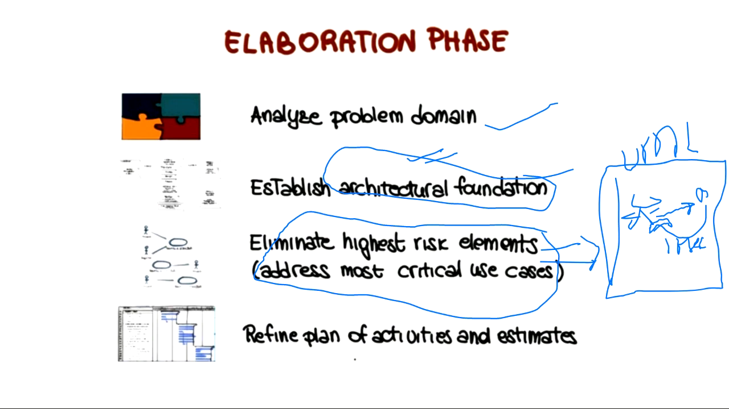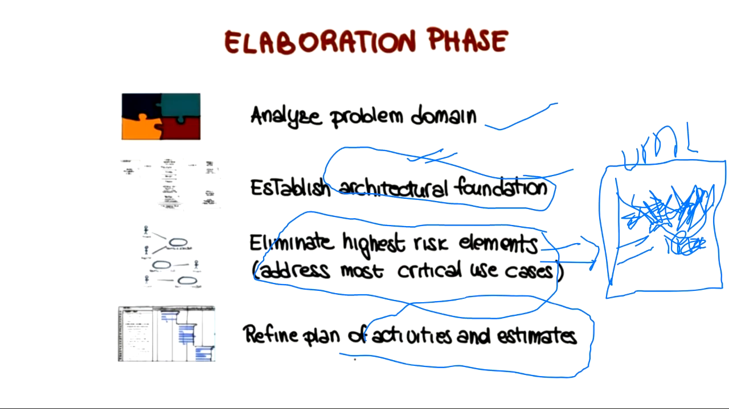It can fail. Then you have to address this. Either modify it somehow or delete it fully, but you have to address this critical issue. Okay. And refine plan of activities and estimates. In the design part, when you design your whole system, you will see that initially in the inception phase we thought that the project will take 50,000, but now the cost is exceeding by 10,000. So you have to refine all the plans.